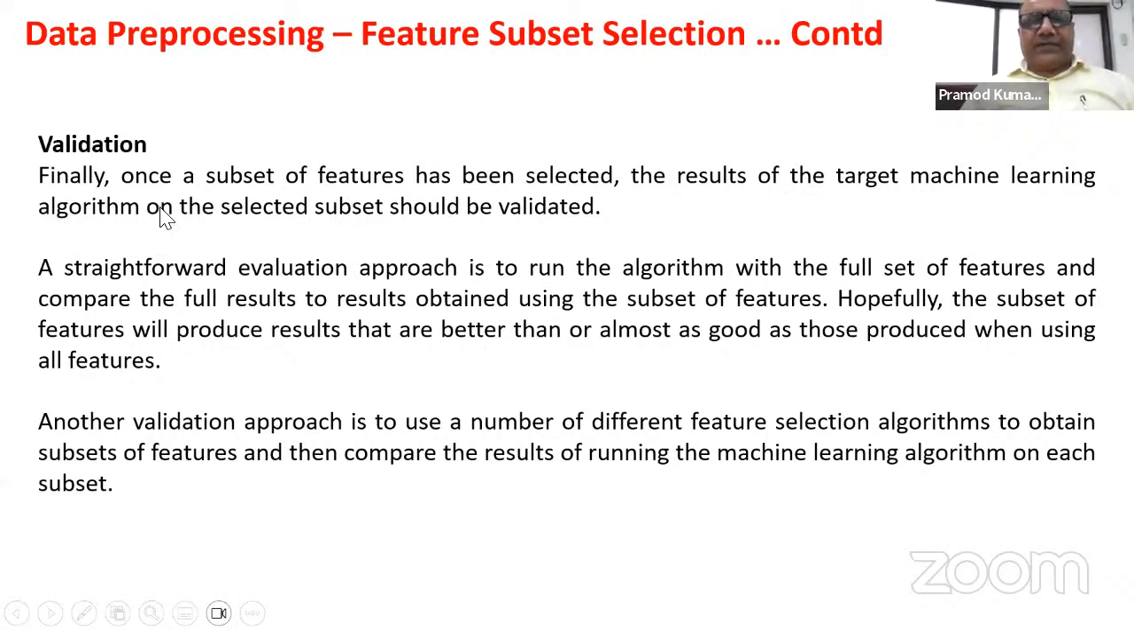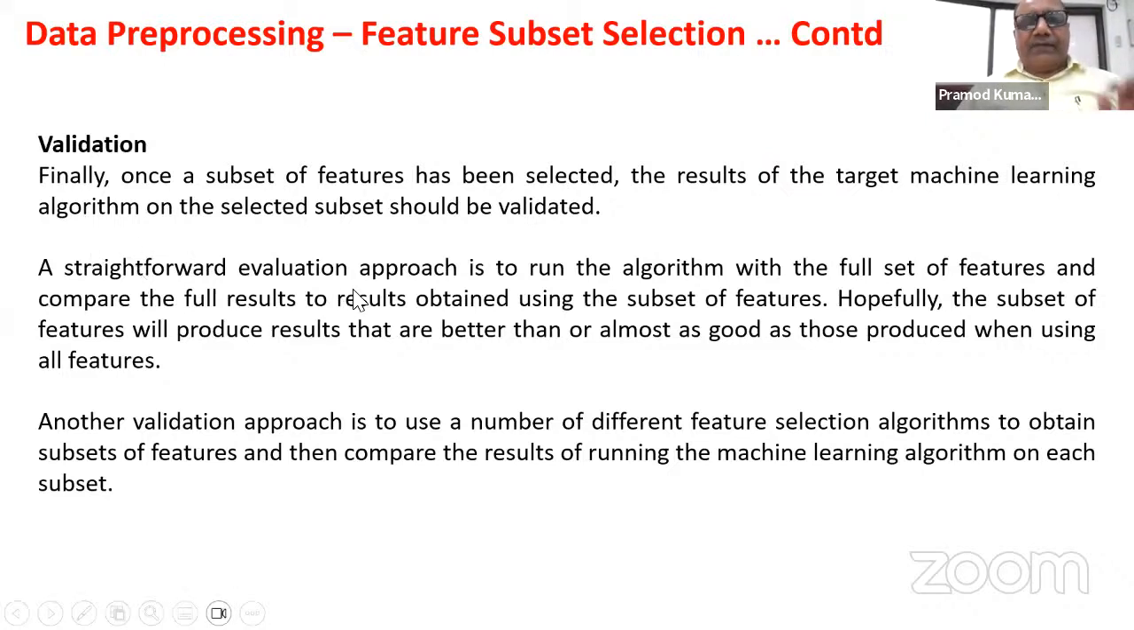In case of validation, finally, once a subset of the features has been selected, the result of the target machine learning algorithm on the selected subset has to be validated. Definitely, whatever the machine learning algorithm we have for which we are finding the subset, obviously we need to test the subset on that particular algorithm. If on that algorithm it is giving me a good result, the job is good. Otherwise, I have done a bad job. So that is the validation: whether the feature subset that we have selected really gives a good result on the algorithm for which I have to use it.